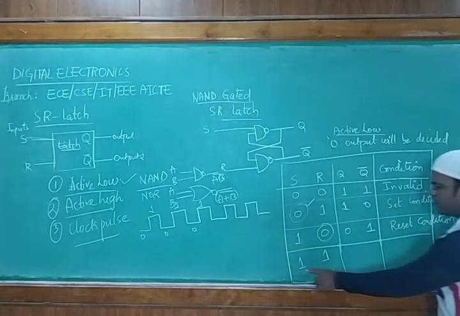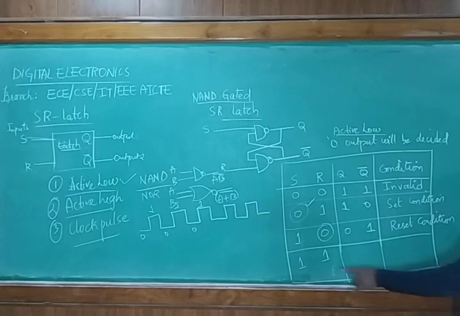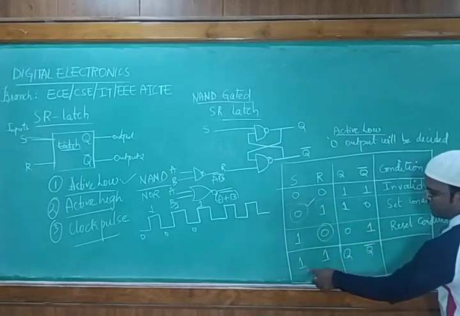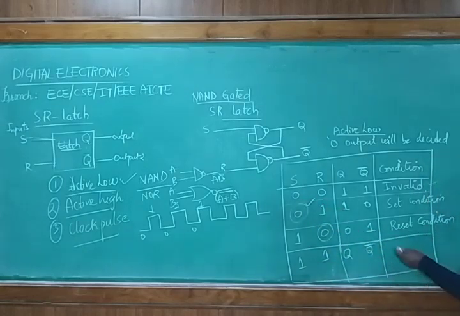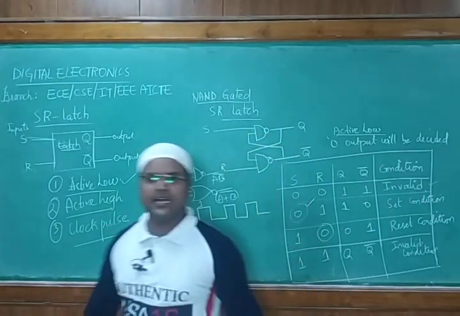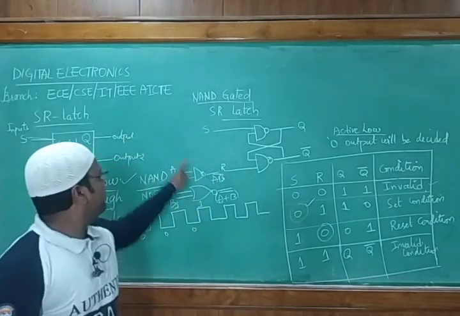When both are 1, 1, again it may have the same Q and Q bar. So this condition is also invalid. The way we wrote it here, the same thing we'll write, because both cannot be 0, both cannot be 1. So this is also an invalid condition. This is the way we have designed the first thing, the SR latch, by using the NAND gate.